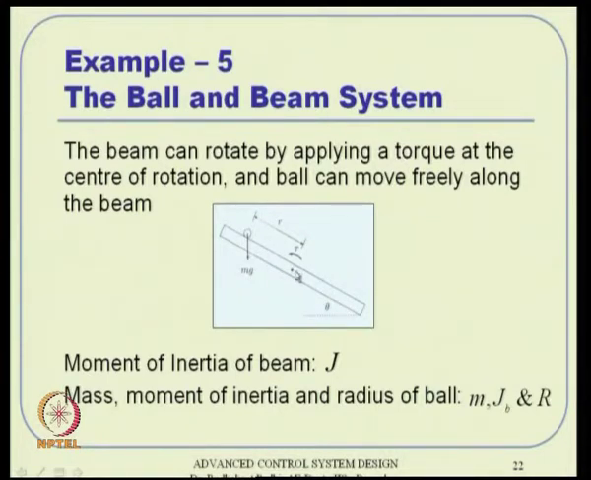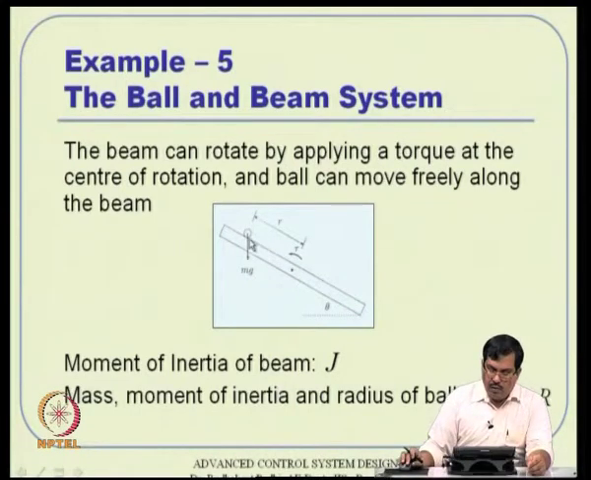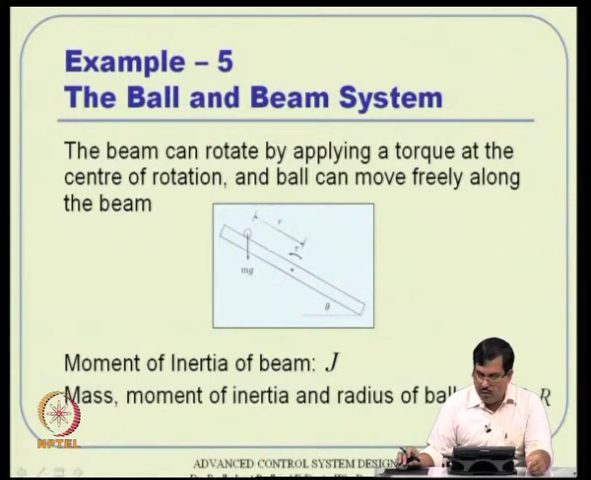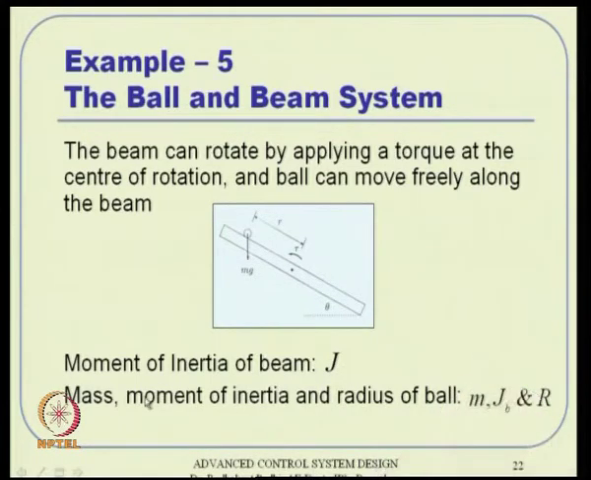Then there is a ball which will roll along the beam. If there is a hinge here, about which the rotation takes place, then the ball will roll to the right or to the left, depending on the angle. We will assume the moment of inertia of the beam is J, and these are all other parameters. That means the mass, moment of inertia, and radius of the ball are known to us.